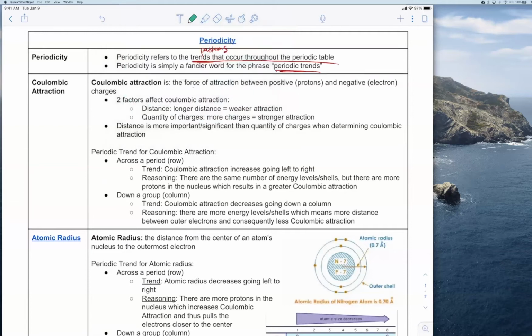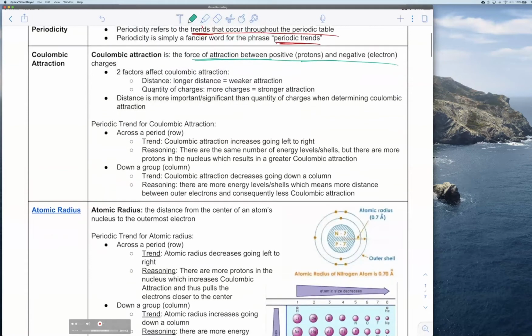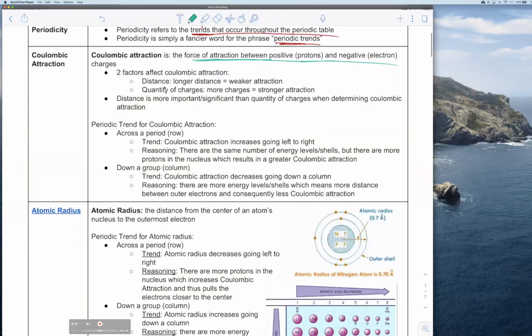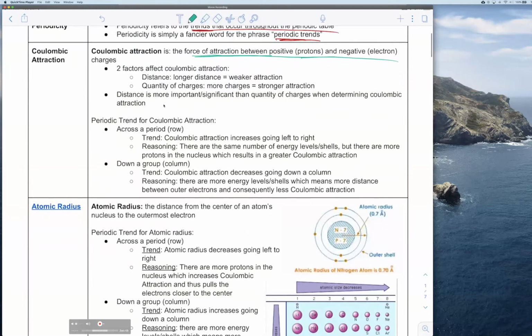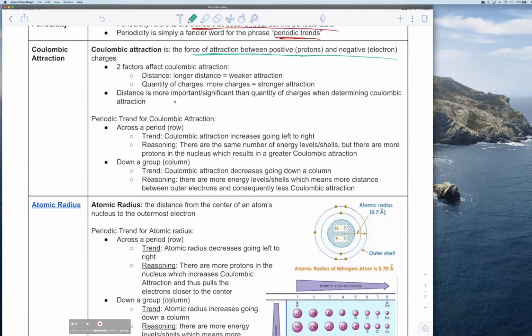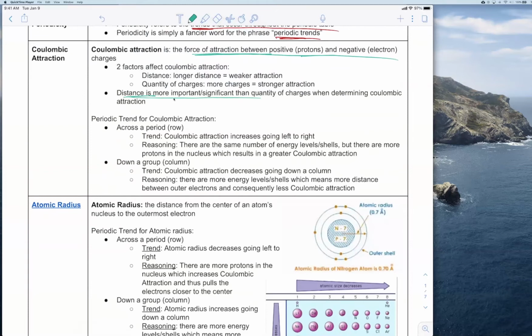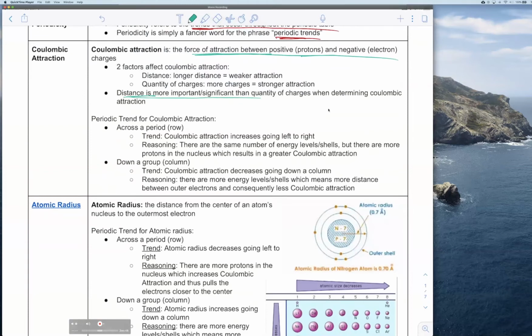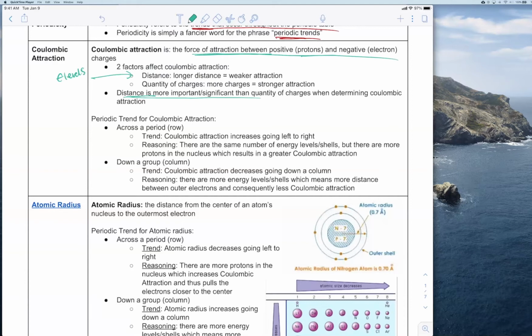And remember, Coulombic attraction is just the attraction between the protons and electrons. So again, you have two factors that affect Coulombic attraction. You have distance and you have your quantity of charges. And if you remember from last time, while you were doing the activity, you should have figured out that the distance is the more significant or important factor when determining Coulombic attraction. Okay, so distance is more important. And in terms of our atom, distance has to do with our energy levels, or number of energy shells, and then the quantity of charges has to do with your number of protons.